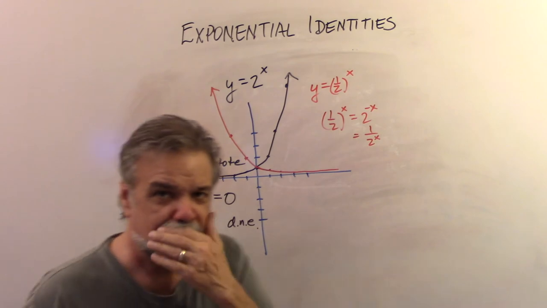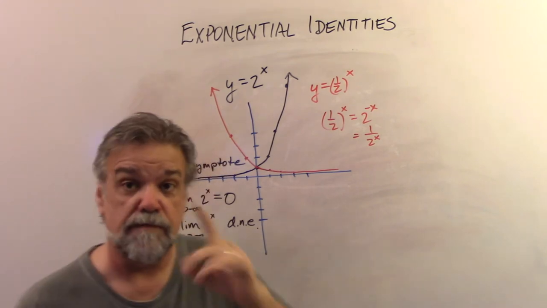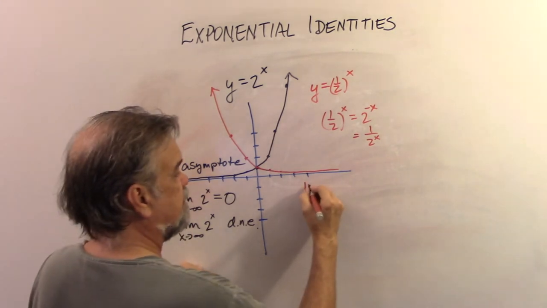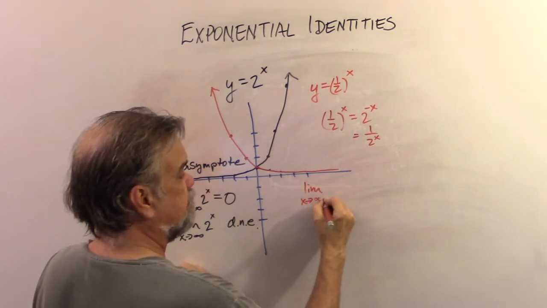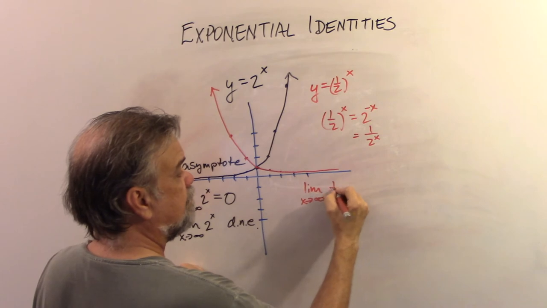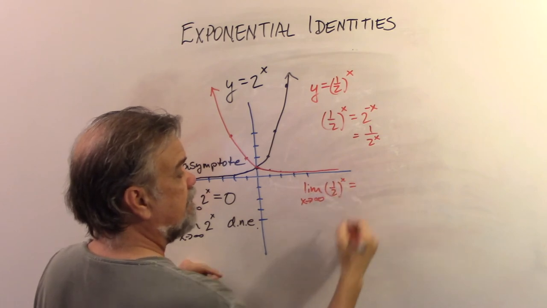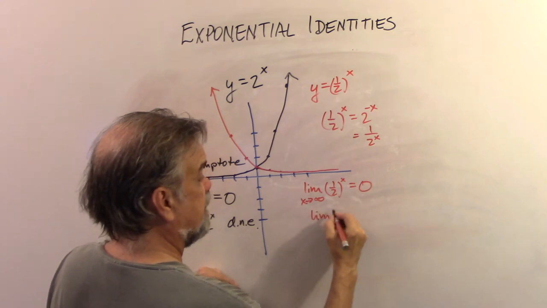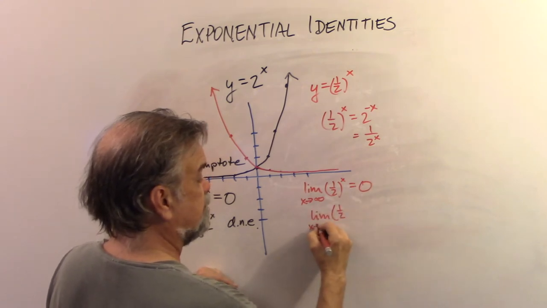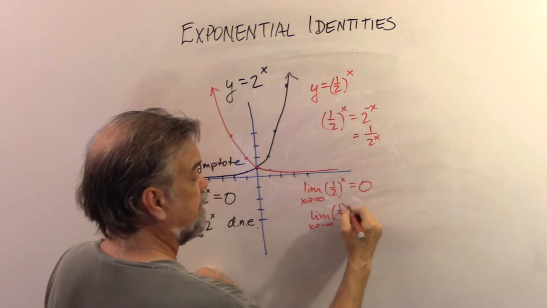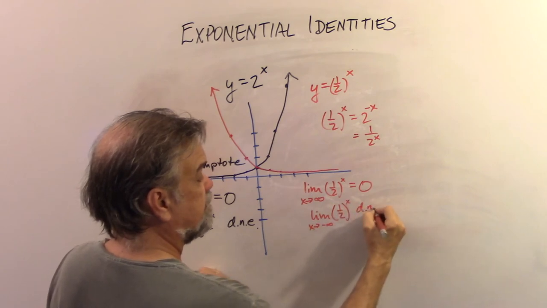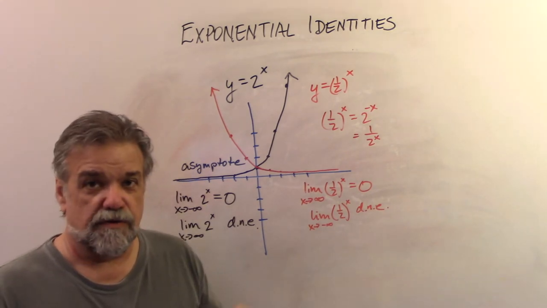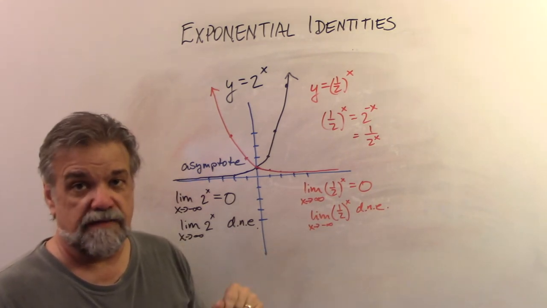So let's look at some more. Oh, by the way, notice on this one that the limit as x goes to positive infinity of 1/2 to the x power does exist, and that's 0. But the limit as x goes to negative infinity of 1/2 to the x power does not exist. Okay? So you always get a limit in one direction, but not in the other direction.